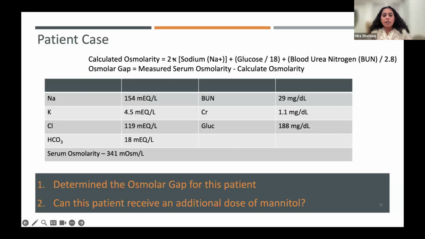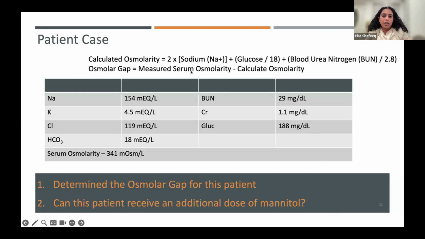So the calculated osmolarity is 2 times the sodium. Sorry, I think there needs to be a parenthesis here that's missing. So 2 times the sodium, plus glucose divided by 18 and BUN divided by 2.8. So Hugh, I hope I'm saying your name right, has 328. Anyone else has that number? That's the number I have as well, 328.